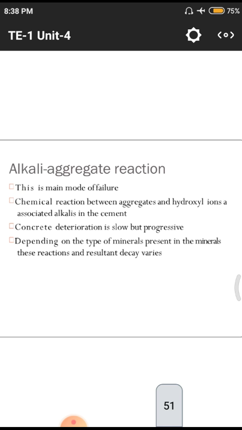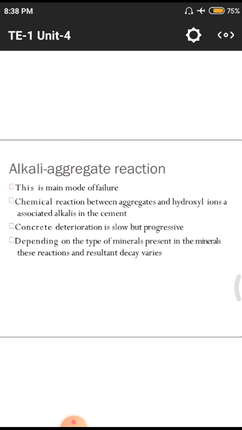Next one is a chemical reaction between aggregates and hydroxyl ions associated with alkali in the cement. What is this chemical reaction? It means in the cement we are having some calcium, after that aluminum and silica. Those three are the major contents present in the cement. In those also they have some specific chemical formulas and reactions.